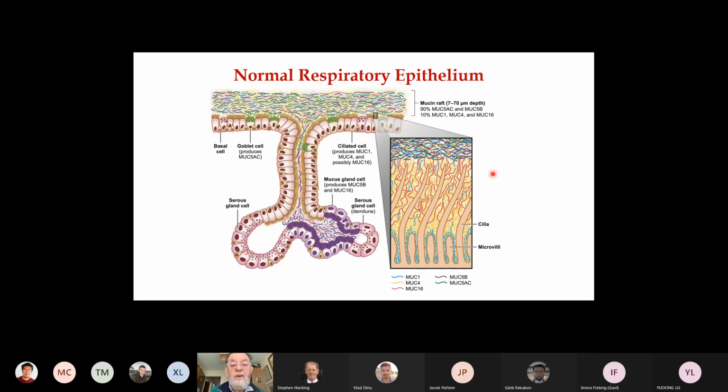At the same time, we have mucins that are secreted from the glands. If you look in the middle at the bottom, you can see the mucus glands, and the mucins that are produced in these glands are secreted up the duct right in the middle to join up with the mucus gel, which is on the surface.